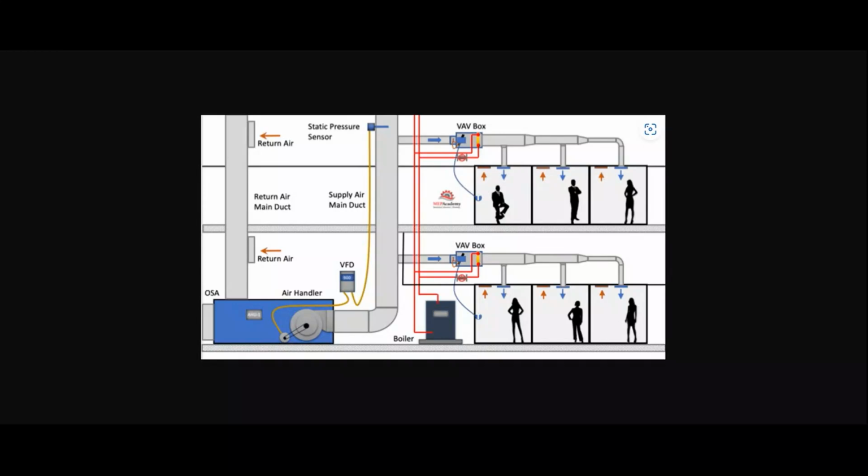This is quite an advanced system which we use very rarely in the Indian market. Even in projects like Amazon and Knowledge City like Google, bigger applications also, we don't have a VAV system. We have only a CAV system, constant air volume.